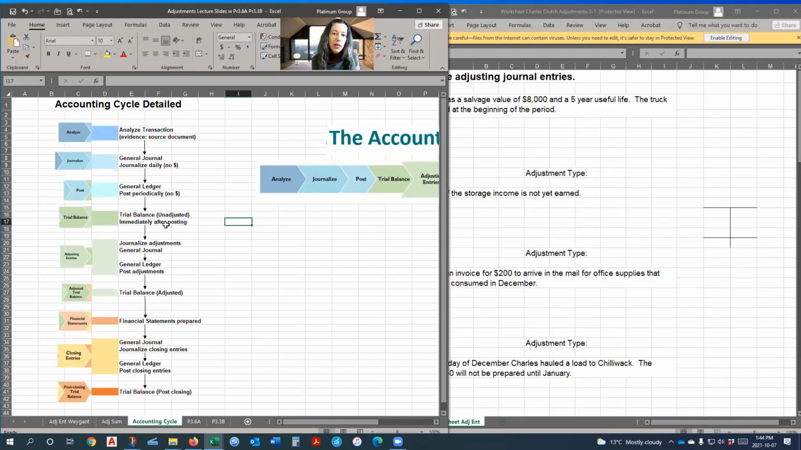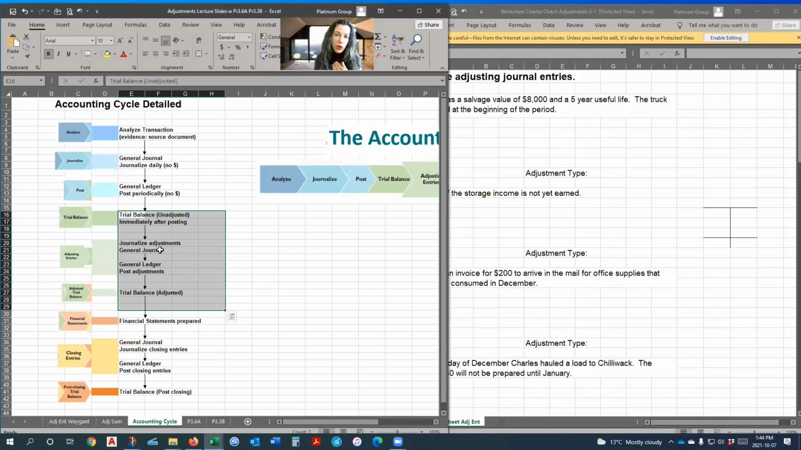take a trial balance. Now, when we're ready to prepare the financial statements, the worksheet comes in right here. We'll start with our unadjusted trial balance, and what we're going to do is prepare a worksheet just to get a preview to see where things are at. So for Charles Clutch, we've got 4 journal entries that we were going to do.